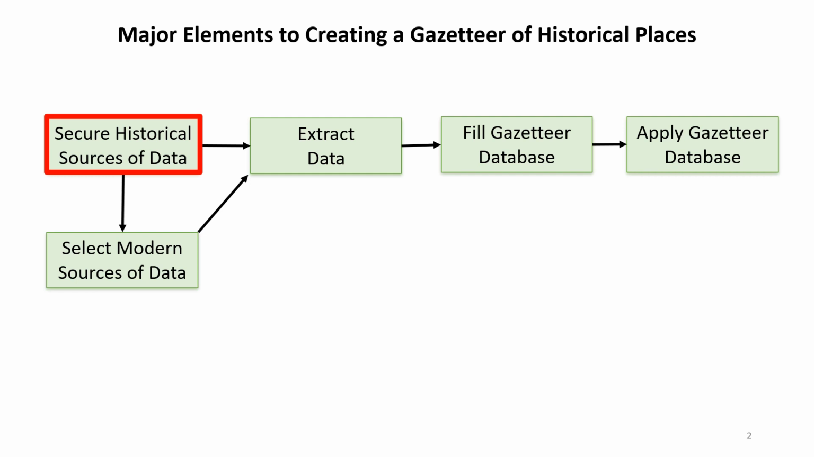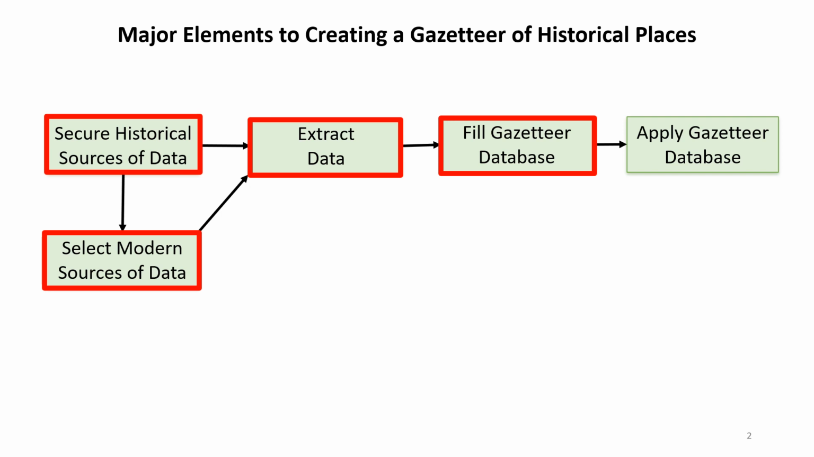Of course, the first step in the process is to secure sources of historical data, followed by selection of modern sources that will be used to geolocate historical places. Geolocation and related information is then extracted from these sources and stored in a gazetteer database, which can then be applied to answering research questions.